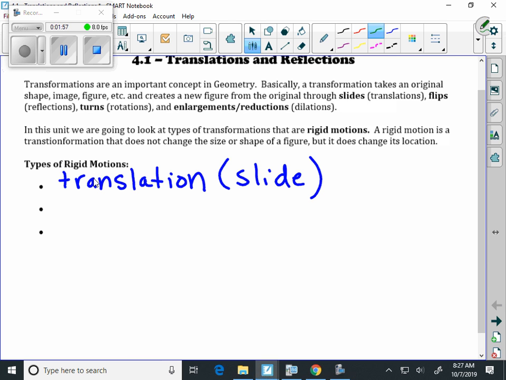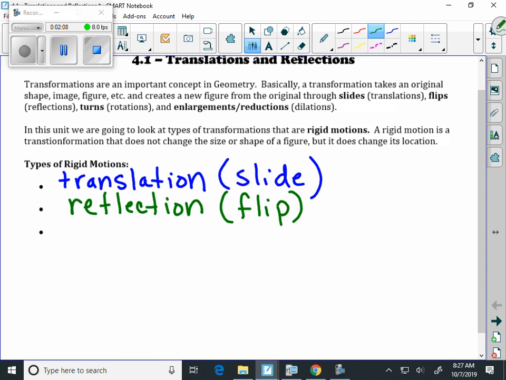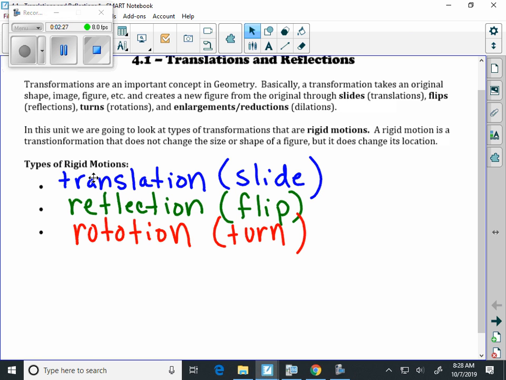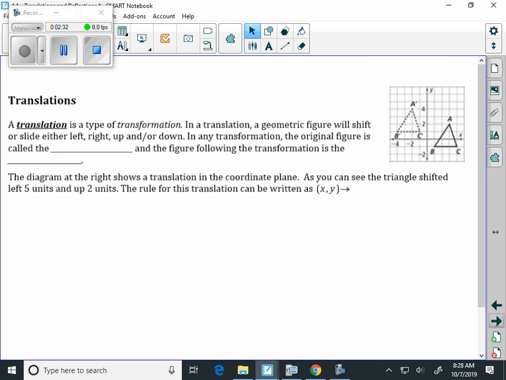A reflection, which is flipping it somehow. And then the third one is the rotation. Again, a rigid motion, it doesn't change the size or the shape. So the rotation, the turns, isn't going to change the size or the shape. And again, a translation. It's a type of transformation.